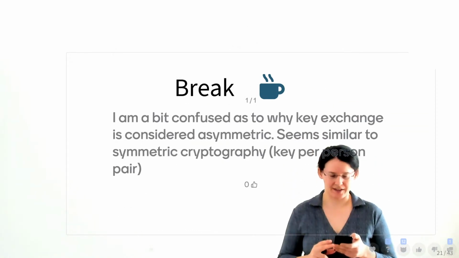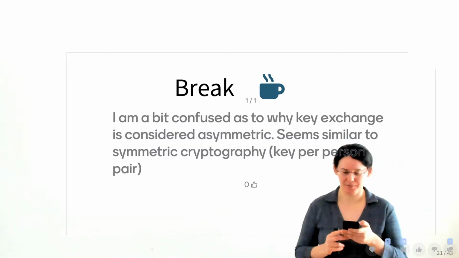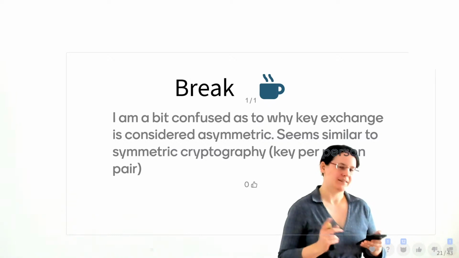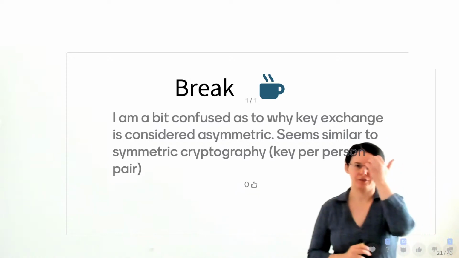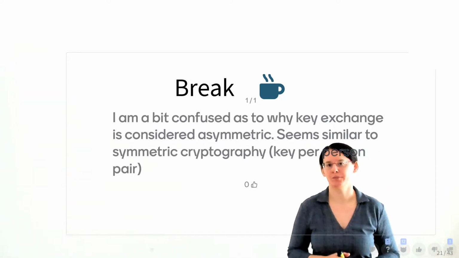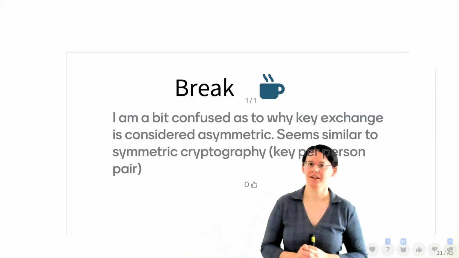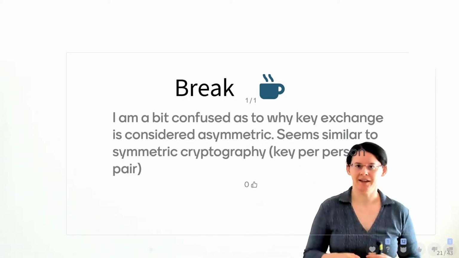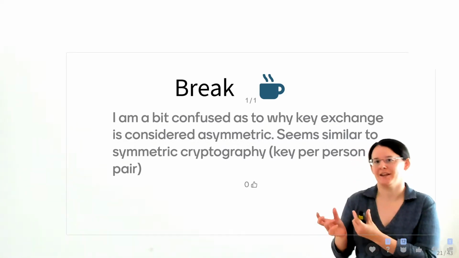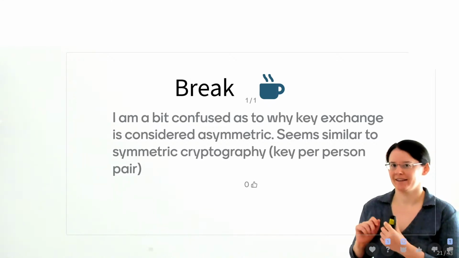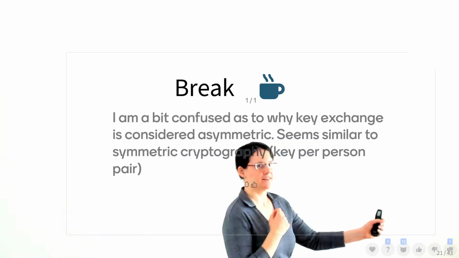Somebody is confused as to why the key exchange is considered asymmetric, because it seems similar to symmetric crypto. That's actually a good observation. So I do agree that the concept of asymmetry is not immediately visible here. But we will see in a moment that what actually happens in most key exchange schemes is that you have not just one key pair, but two key pairs, but each of them is asymmetric. So it's like you set up a public key encryption in one direction and in the other direction.